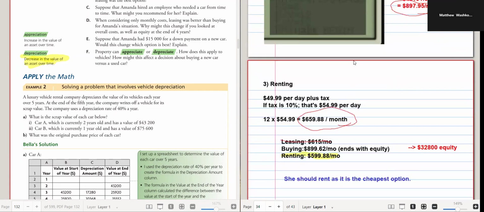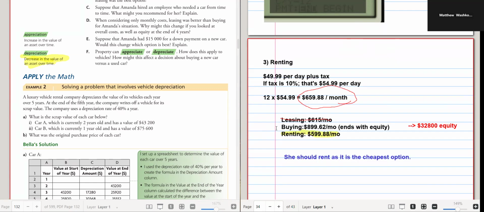Option three was renting. So $50 a day plus tax. So let's say 10% tax. That's $55 a day, 12 days a month. She's paying $660 a month. So here's our options. So between renting and leasing, wait, no, sorry, I goofed up. Between renting and leasing, $660. Sorry, $659.88.